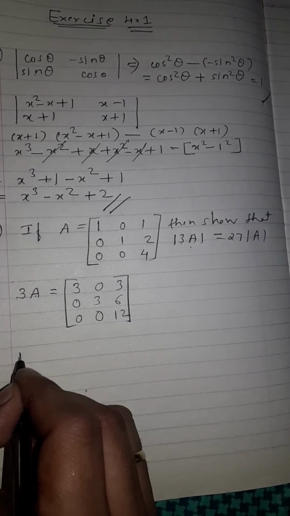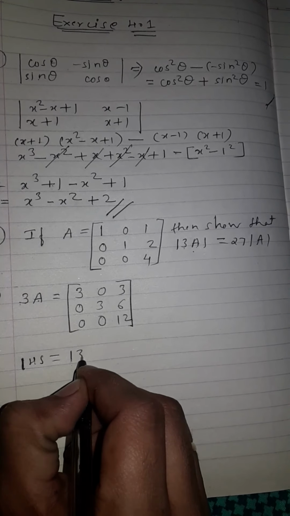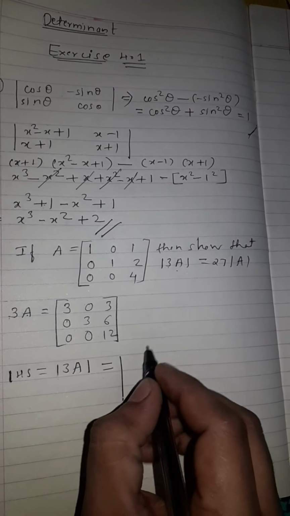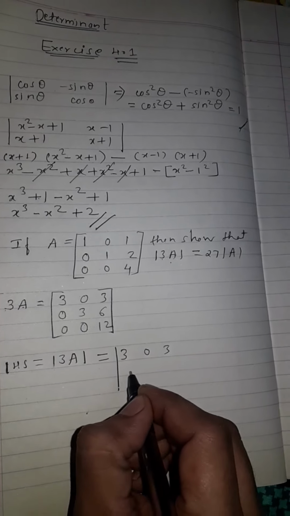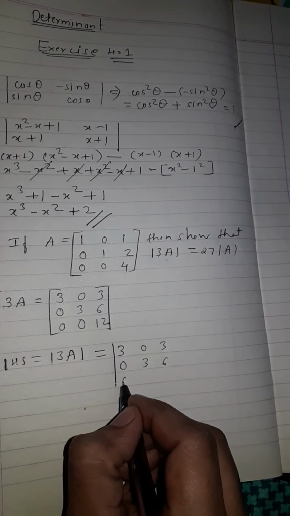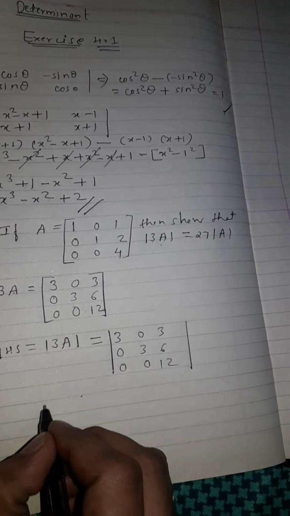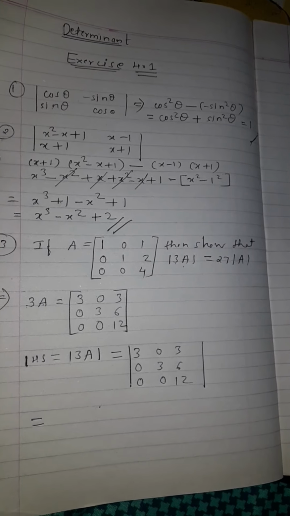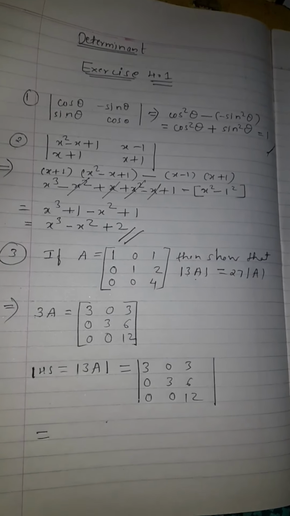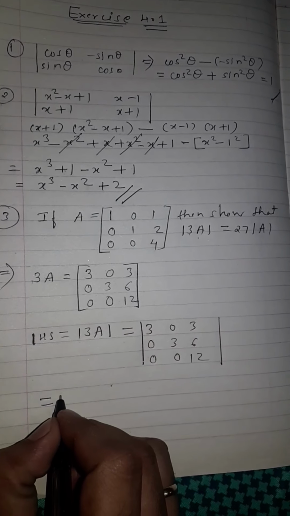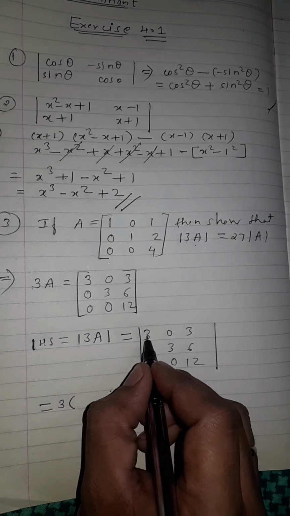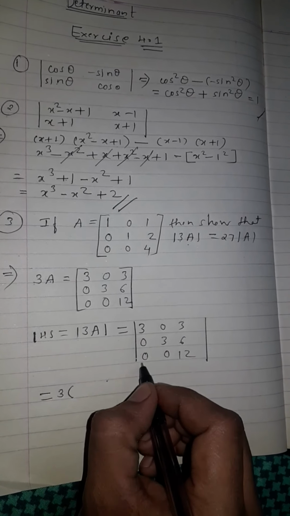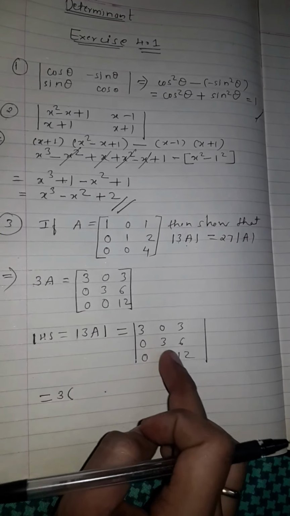Now you have to find the LHS. The LHS is the determinant of 3A, which is the determinant of 3 0 3, 0 3 6, 0 0 12. In the last video we have seen how to expand a 3 cross 3 determinant. So you expand along the first row. In the first row, the first element is 3. 3 is present in the first row, first column. Leave this row, leave this column, so only these 4 elements are left.